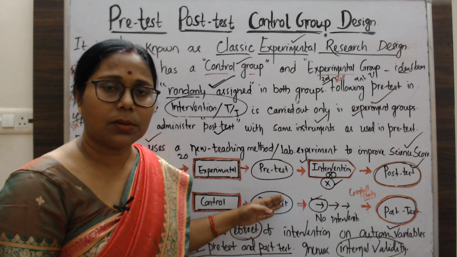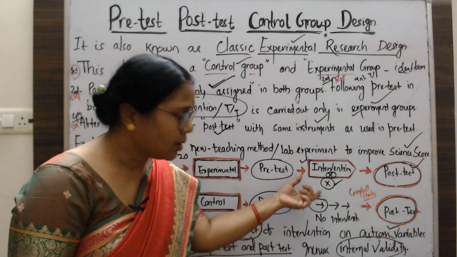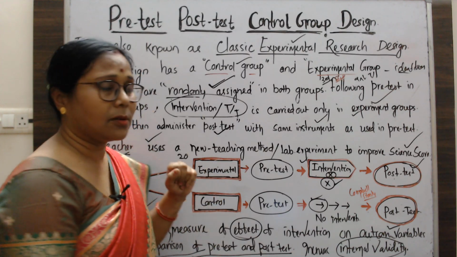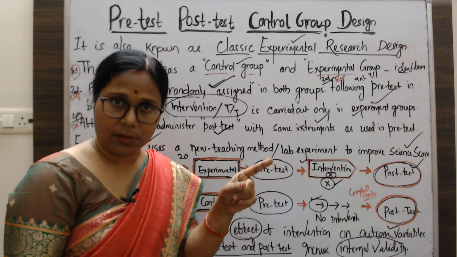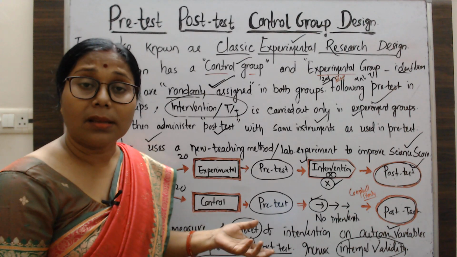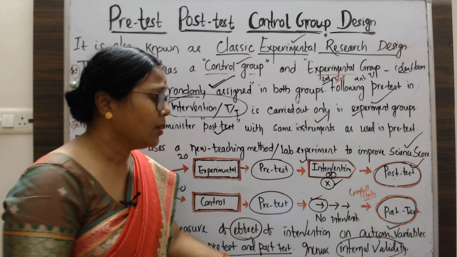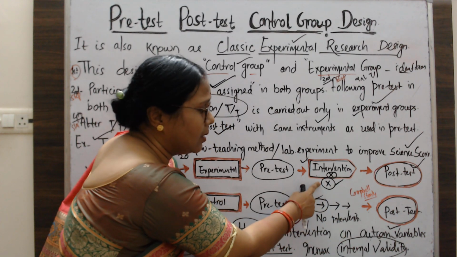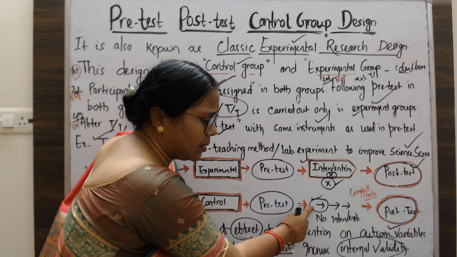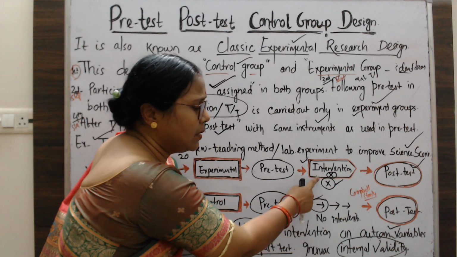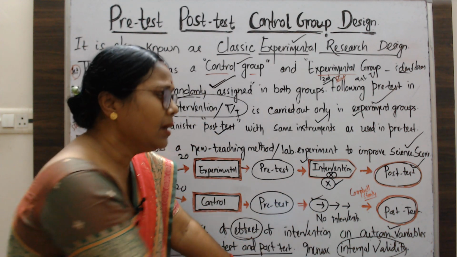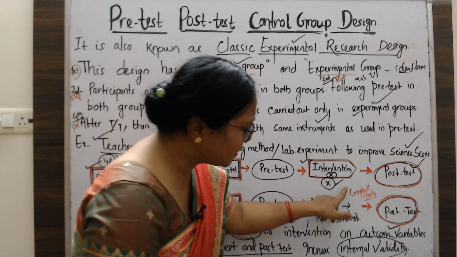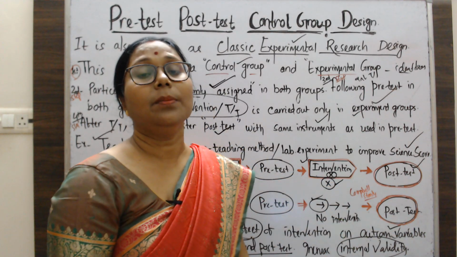First we do the pre-test, then after the pre-test we go for the intervention. The experimental group will be given the intervention. Here the intervention is the new method of teaching or lab experiment. For the intervention we use the symbol X, and for non-intervention a dash or arrow is given. These symbols were designed by Campbell and Stanley, who are researchers. Next, after the intervention we again go for the post-test.